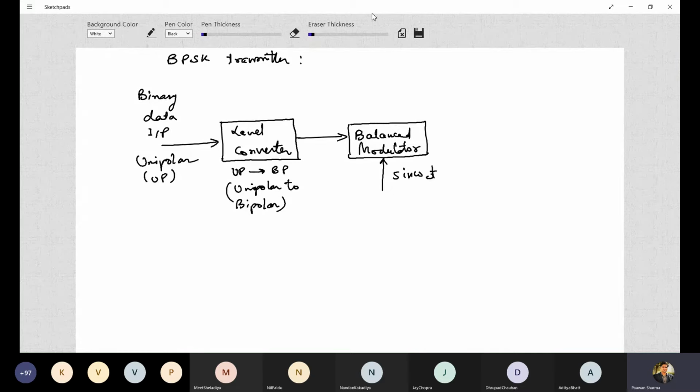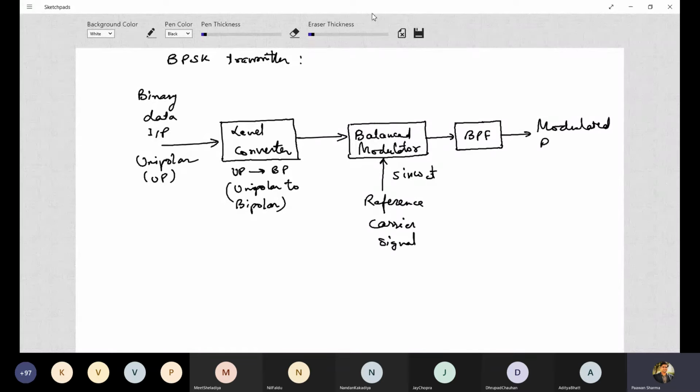So this is your unipolar to bipolar conversion, and you will see why we need a level converter, why we need a bipolar signal. You are feeding this bipolar input to a balanced modulator. Now this balanced modulator takes the bipolar data as one input, and the other input is sine omega ct, the reference carrier signal. After that, you need a filter to remove unwanted components. Then you are left with the modulated PSK output. O/P means output. This is a short form I'm writing, but don't get confused.